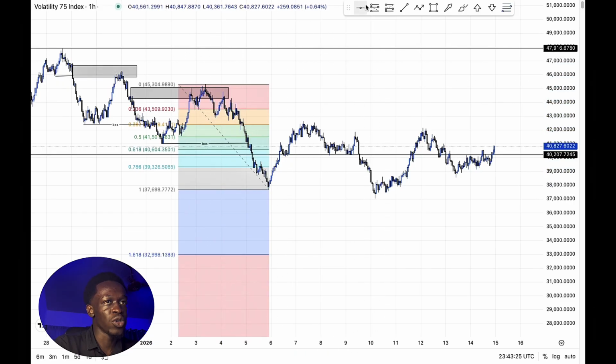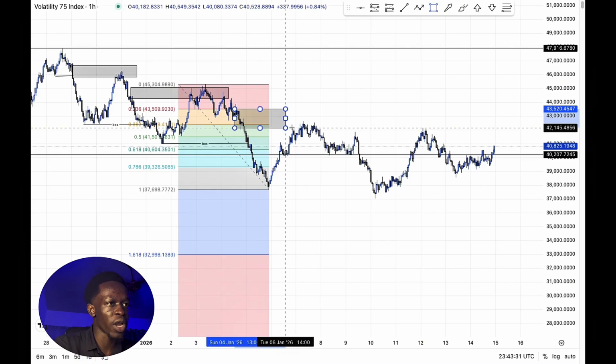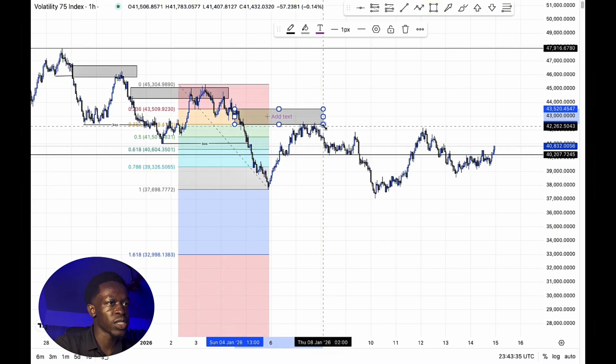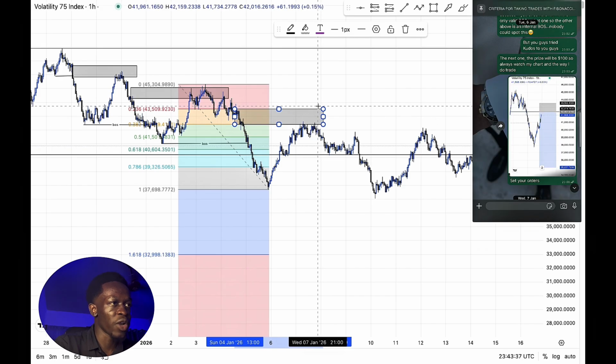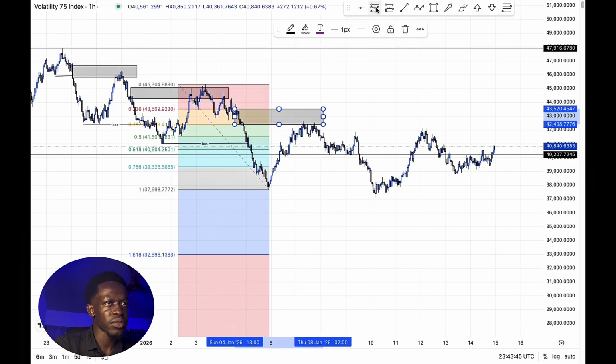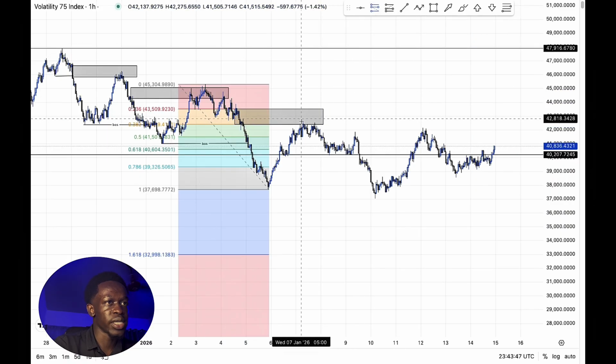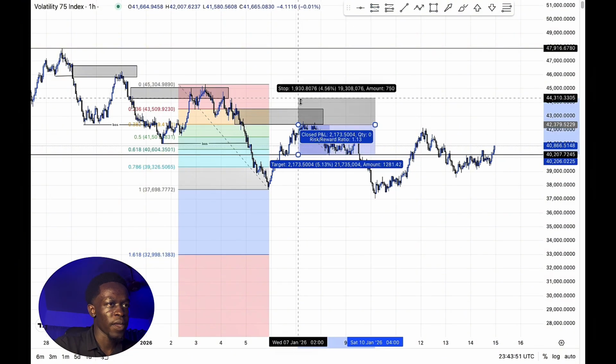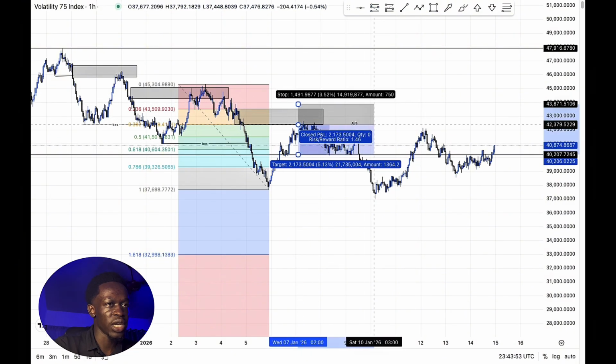So that was where I got my entry level, and if you can see where I sent it to my group, I got my entry level at this point. Yes, this is where I sent it to my group. This is the picture on the screen at the left hand side. So this is where I got my entry level, and then I took the sales. Then my stop loss was at this level.